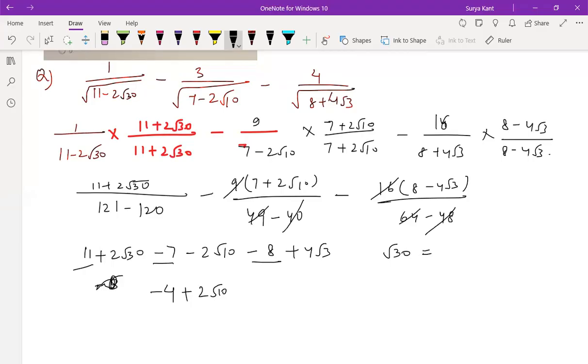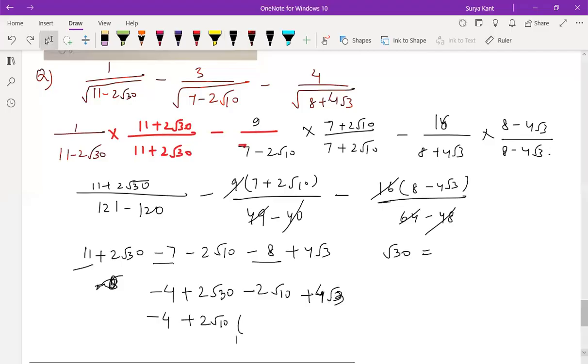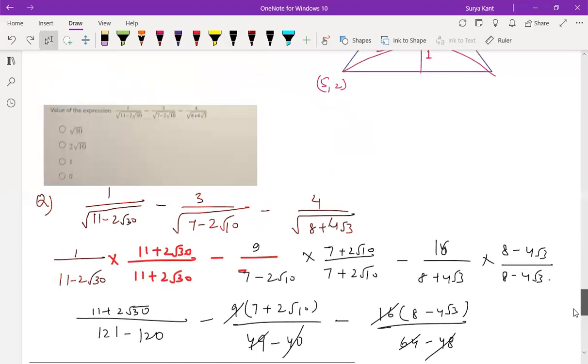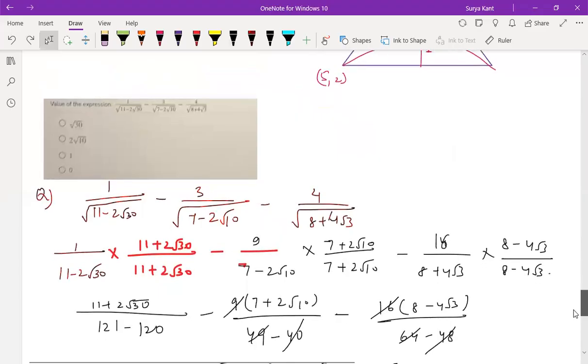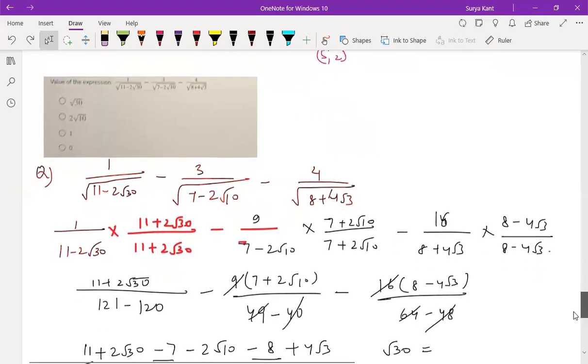What is the answer they have given? There's no answer particularly given like this. Or you can do one more thing: plus 2 root 10 you can take common and write 1. Sir, could you go to the options first once? Root 30 is there, 2 root 10, 1 and 0. We are not making any mistakes now anywhere.